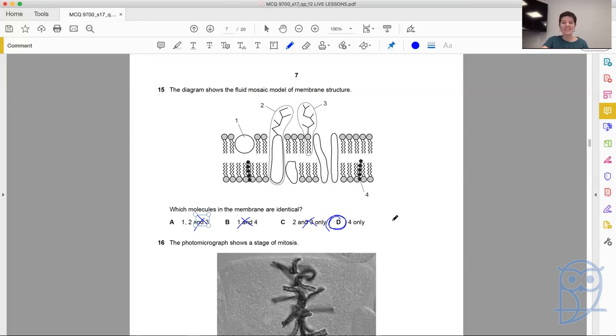And that has taken us to time. We'll continue with the paper in the next lesson.